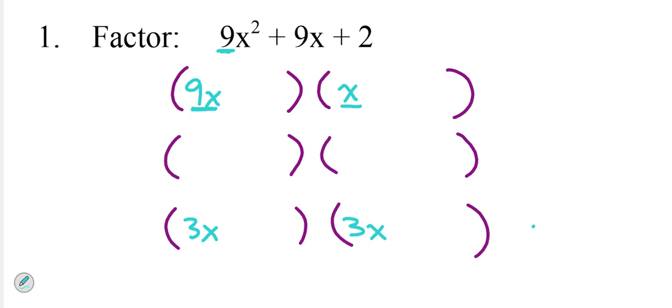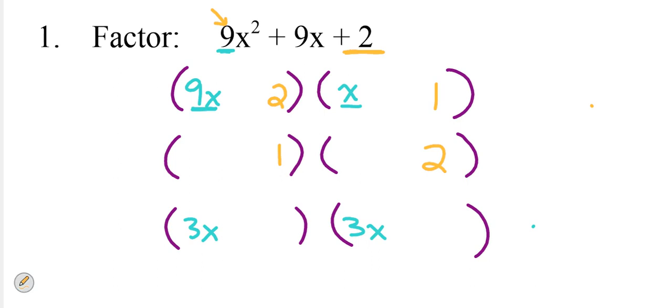Our next step is to look at the number at the end, this positive 2, and ask ourselves, what times what equals 2? Normally we say, what times what equals 2 and adds to 9. But as you can see, that's not going to work this time, is it? So we do it a little differently when there is a number in front of x squared. We just ask, what times what is 2? Well, we have a choice here. It can be 2 times 1 or 1 times 2.